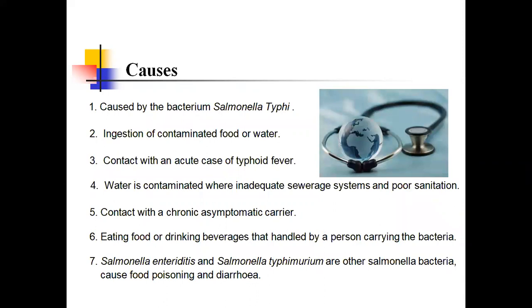These are the underlying causes of Salmonella typhi infection: ingestion of contaminated food or water, contact with an acute case of typhoid fever, and water contaminated due to poor sanitation and sewerage system. Also, this disease can occur due to contact with a chronic asymptomatic carrier.